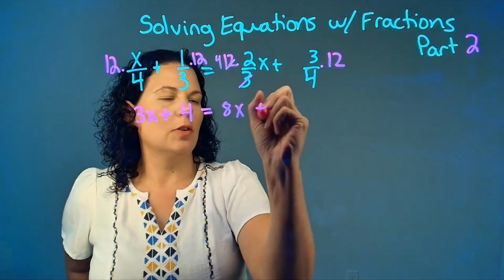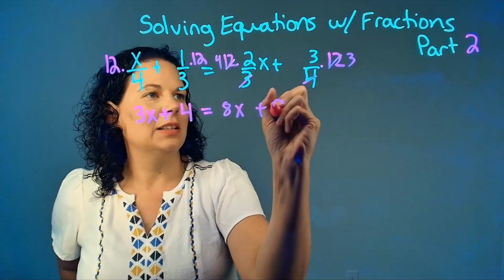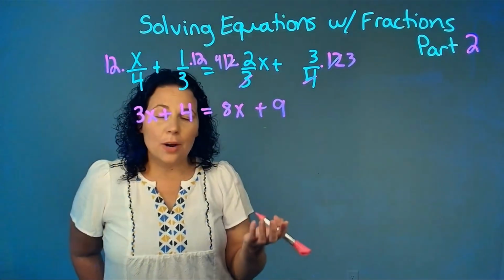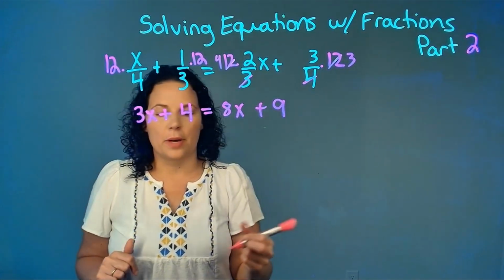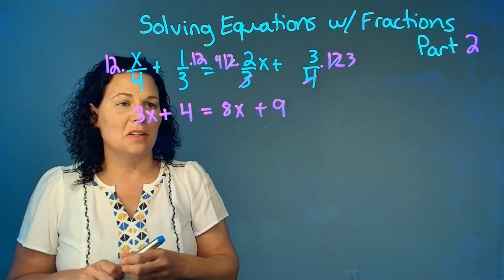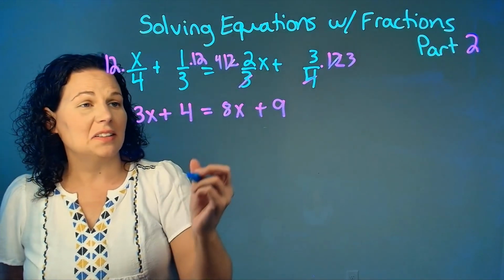And then same thing here. You can cross cancel and make that a 3, so you get a 9. 3 times 3 is 9. Now it's almost a 2-step equation. We've got variables on both sides, but it cleans up really nicely, doesn't it?